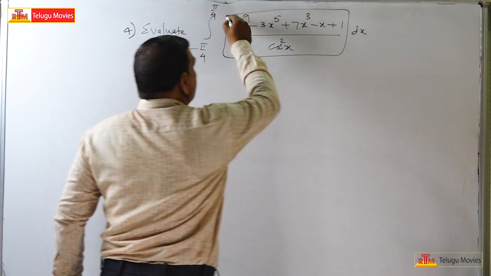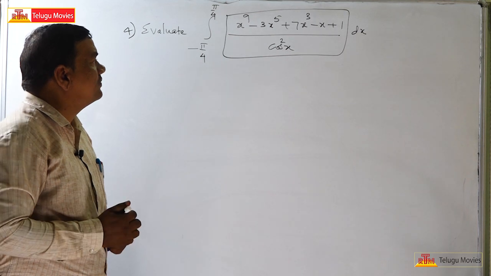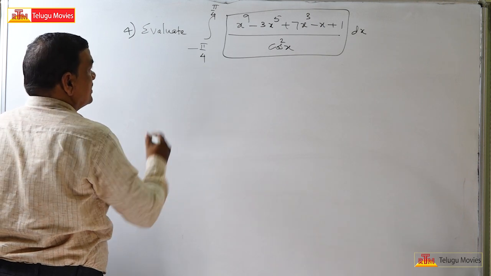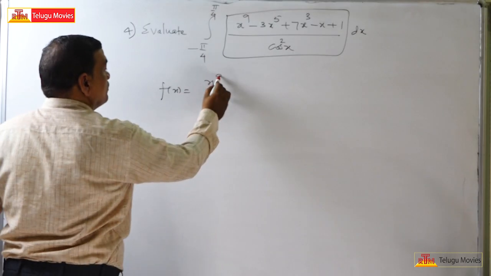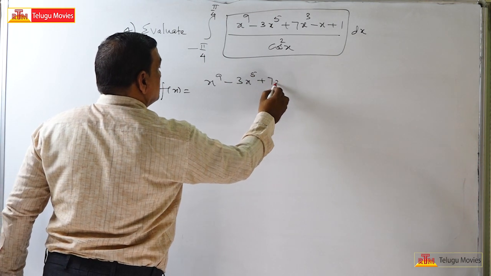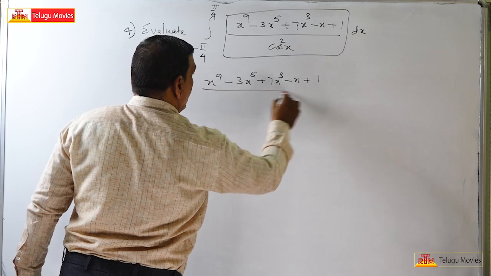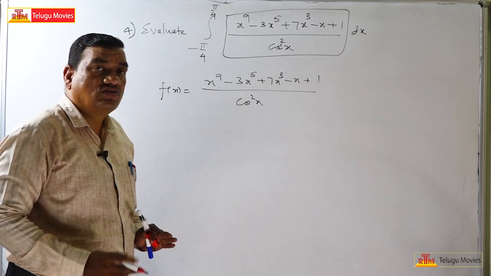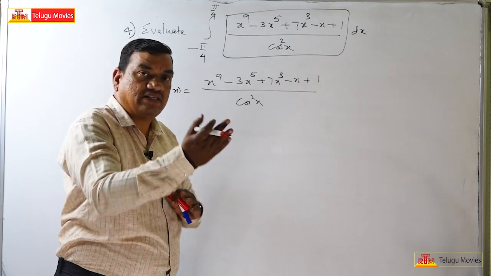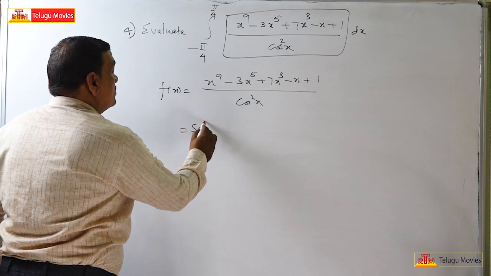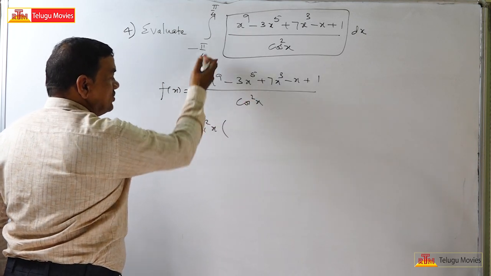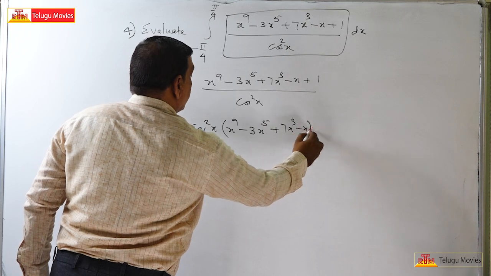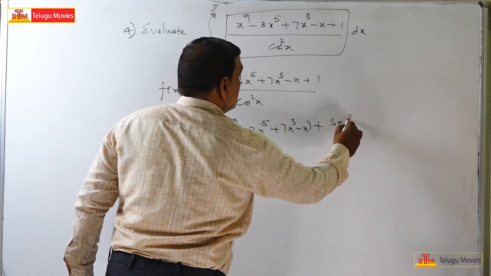Let us consider the function. We will separate the function like this. Let us take the function f of x is equal to (x power 9 minus 3 x power 5 plus 7 x cube minus x plus 1) whole divided by cos square x. Let us divide this by cos square x separately, so this will become secant square x. That means (x power 9 minus 3 x power 5 plus 7 x cube minus x) by cos square x, plus 1 by cos square x, which is secant square x.